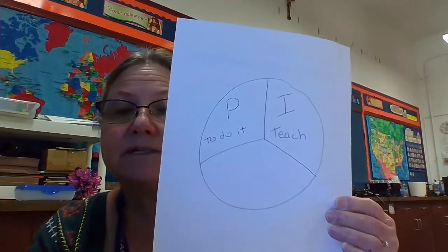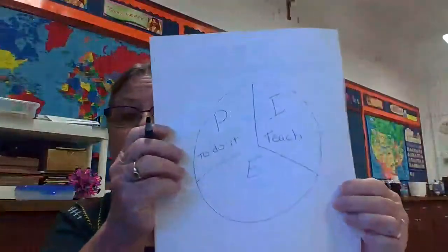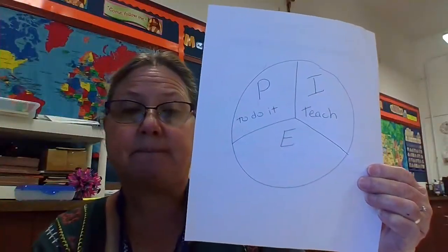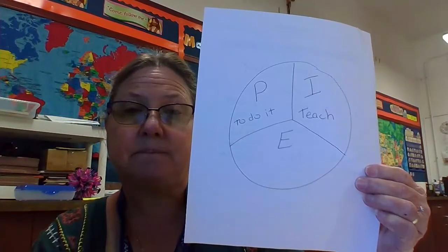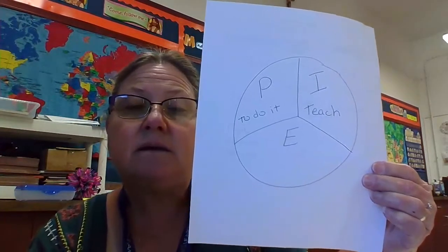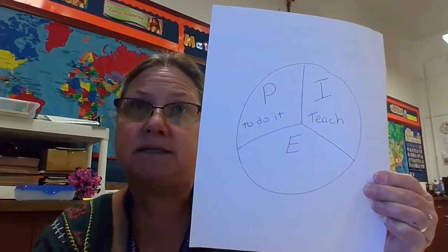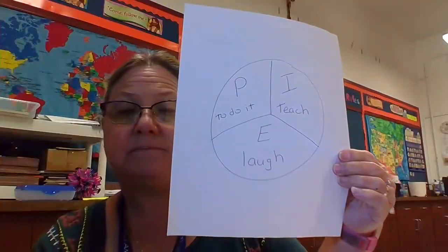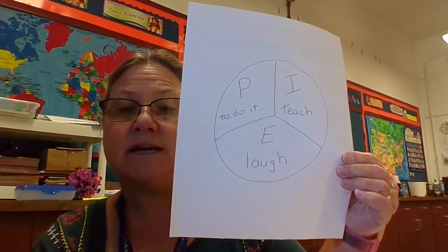Okay, we have one more section. We're going to put that E in the bottom. So go on and make that E in the bottom. And then E, entertain, makes us laugh. So we're going to write the word laugh. Laugh. And E, entertains.